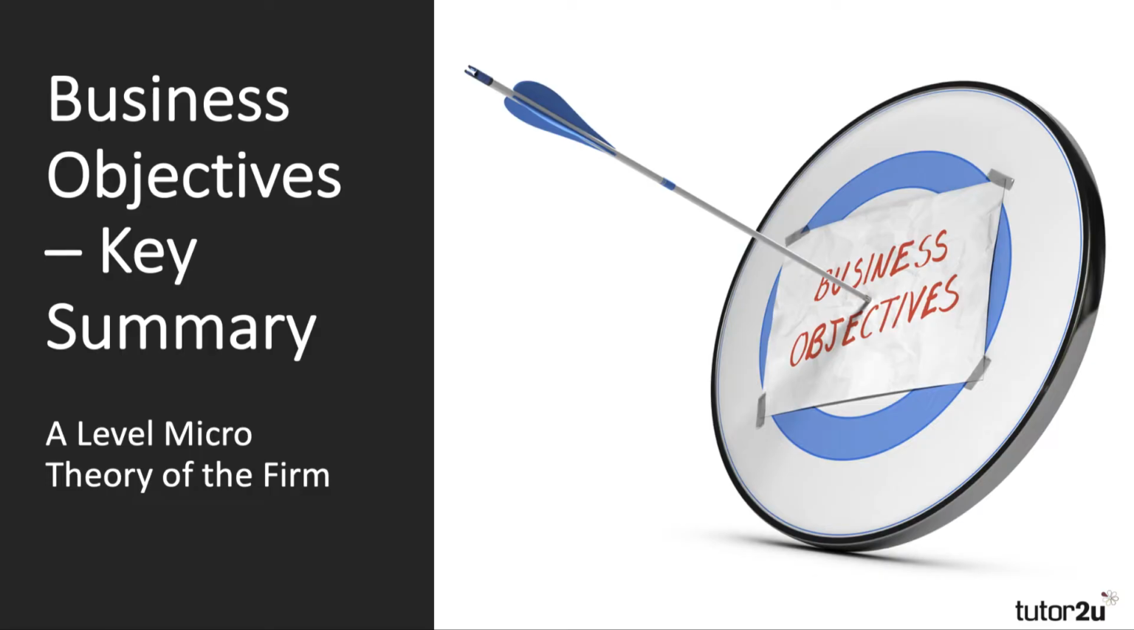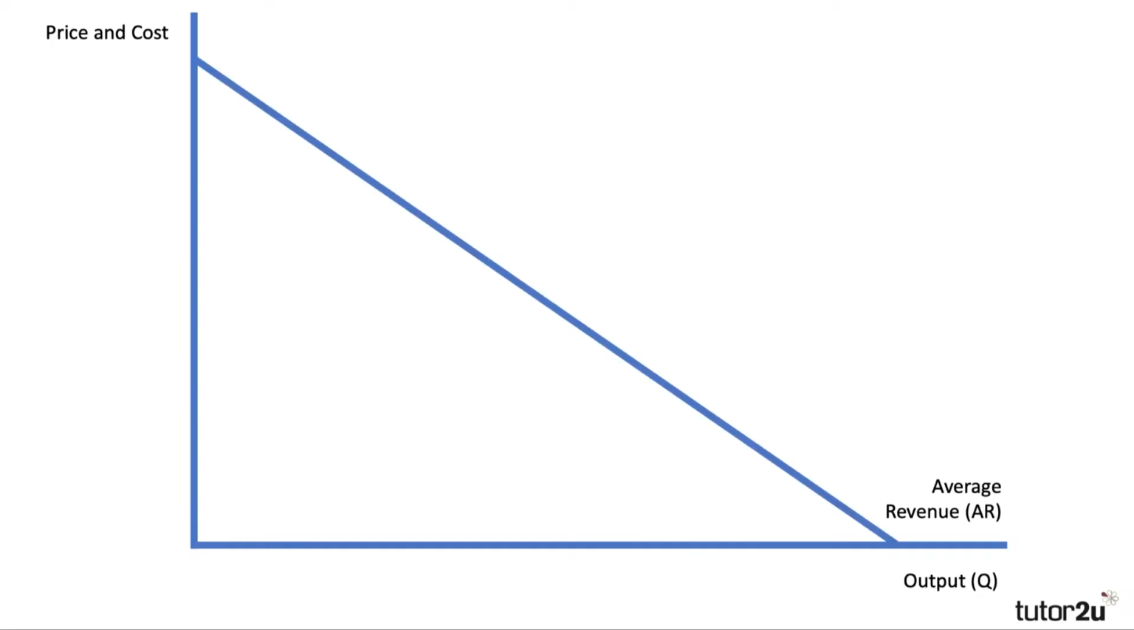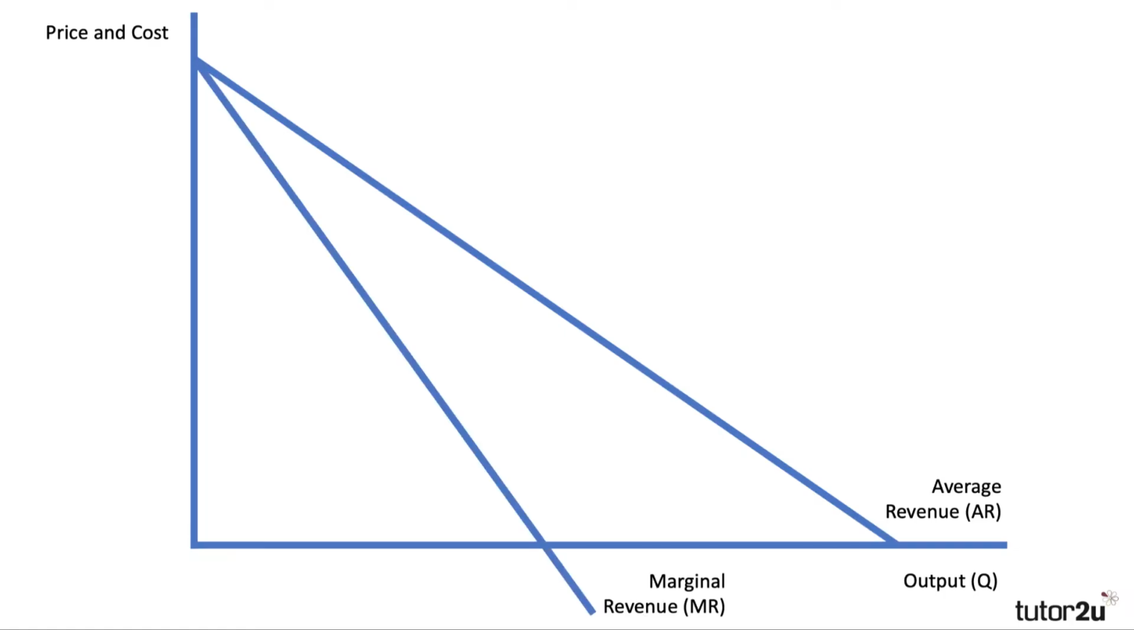So this is really an attempt to bring together some of the key business objectives using this framework where we have price and cost on the y-axis, and quantity of output on the x-axis. I'm going to assume in this model that there's a downward sloping average revenue curve, the demand curve. The marginal revenue curve intersects halfway along the x-axis from where the average revenue curve cuts. Marginal revenue, of course, has twice the gradient, half the AR curve.